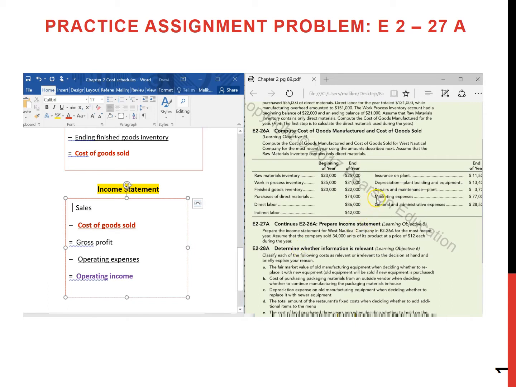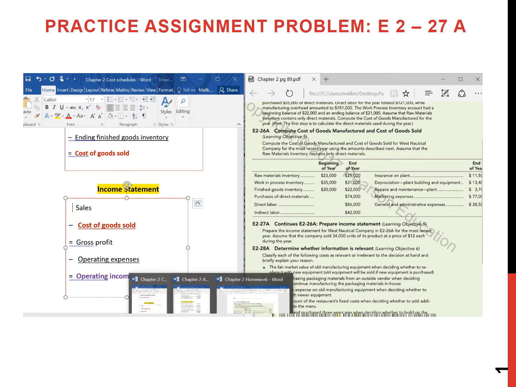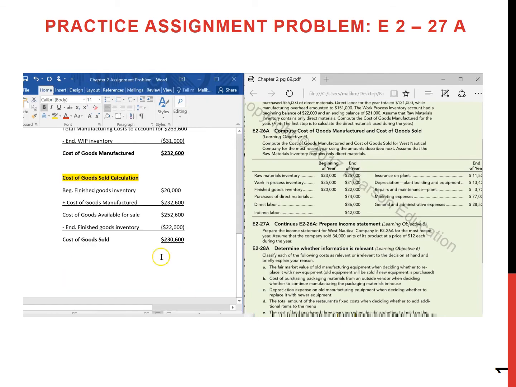And you know what are these expenses? You have marketing expense, you have general and administrative expenses. These are some sort of your operating expense. These are not related to your manufacturing process, but obviously you need to spend monies on these expenses to operate your business. So we will try to follow this structure and we will do our next problem, which is E227A.